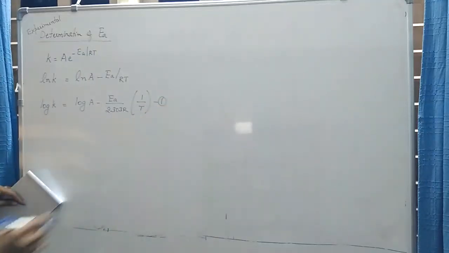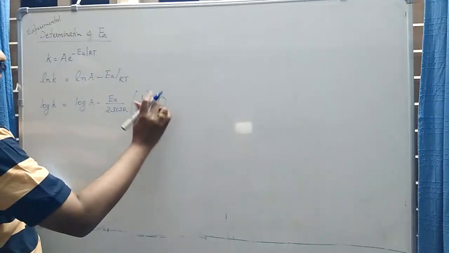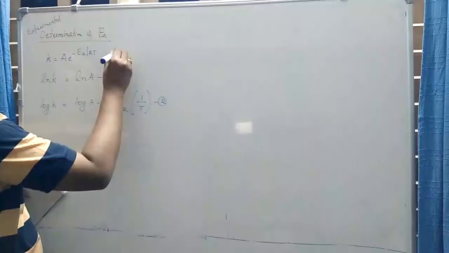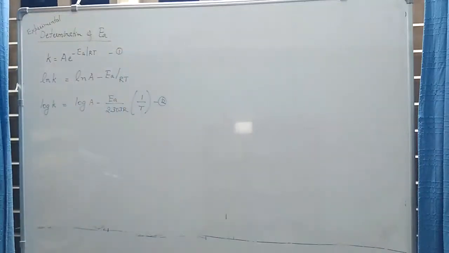Let us take it as equation 2. This is equation 2, this is equation 1. So equations 1 and 2 are both nothing but the Arrhenius equation in different forms.